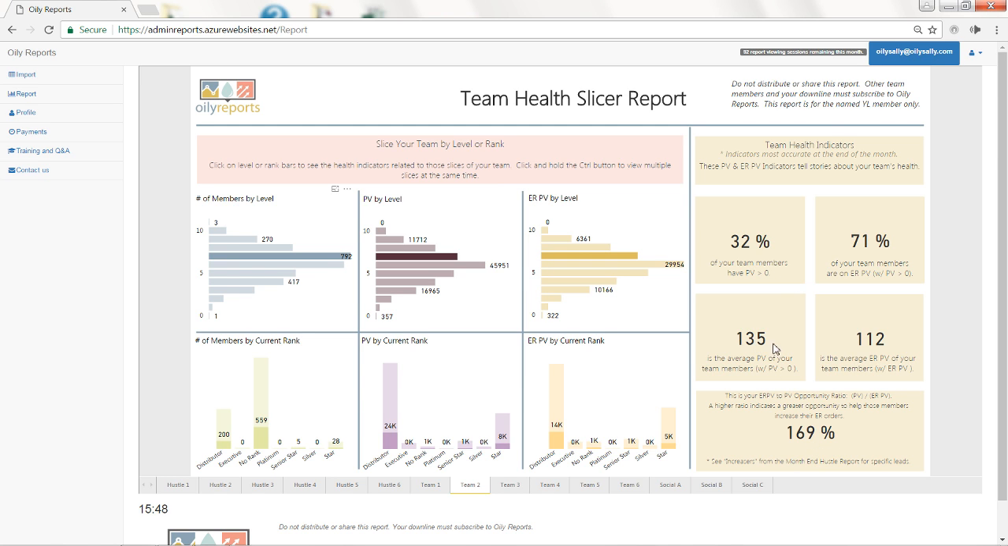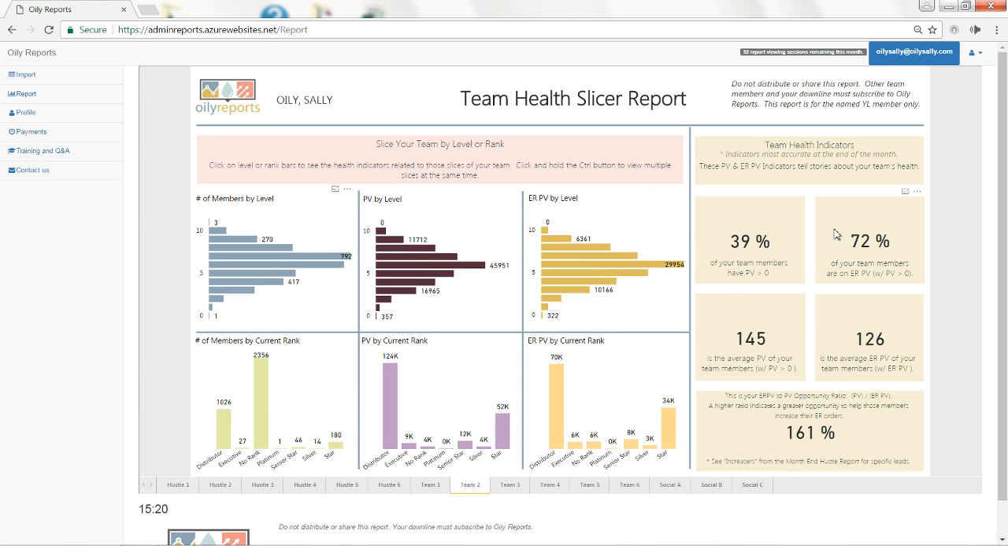And then you can see a lot of these individuals, when we looked at the total for our team, you can see 135 and 112. That's way lower than what it was for the entire team, 145 and 126. So you can see that starting in level 7, there are some team members that probably need some additional attention.